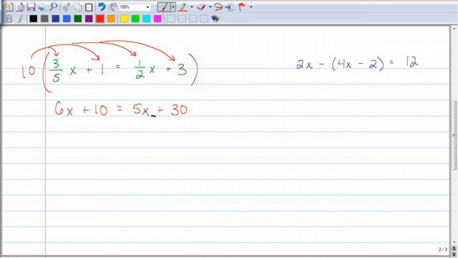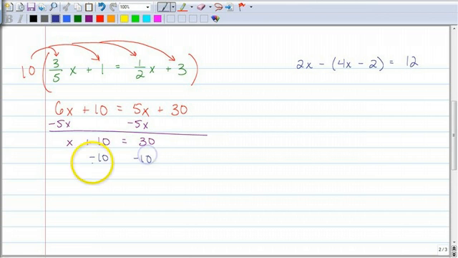Okay, so now let's look at solving this. This is just like what we did in the previous lesson's assignment. We have a variable on both sides, so I'm going to subtract 5x from both sides. 6x take away 5x leaves me just 1x. Subtract 10 from both sides. Leaves me with x equals 20.